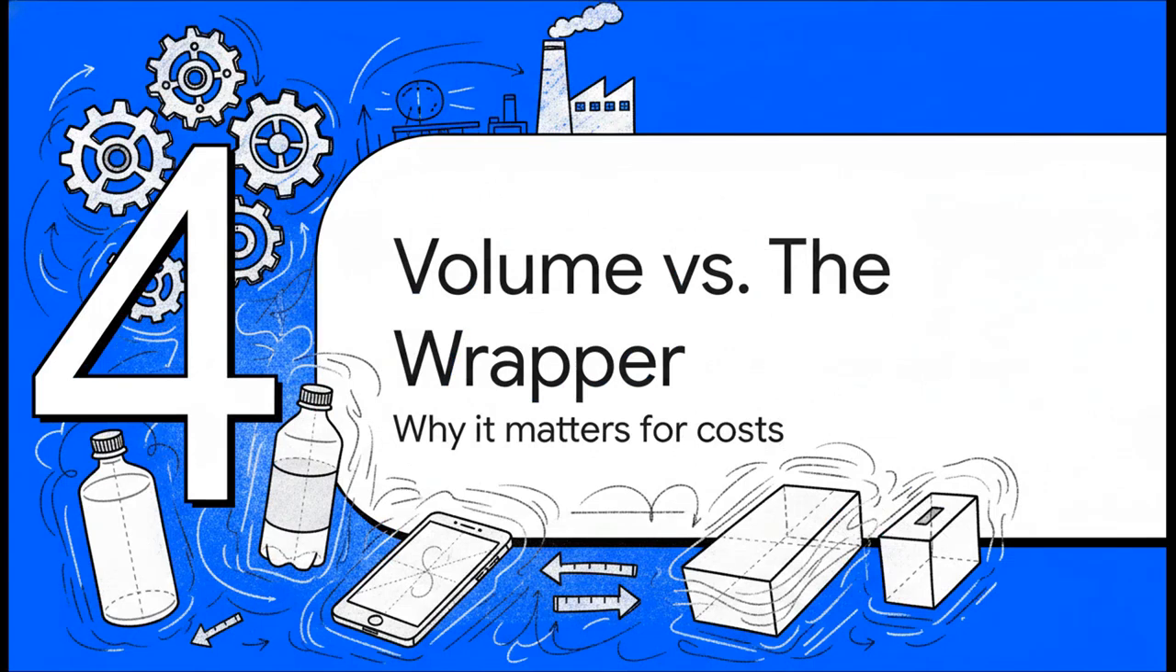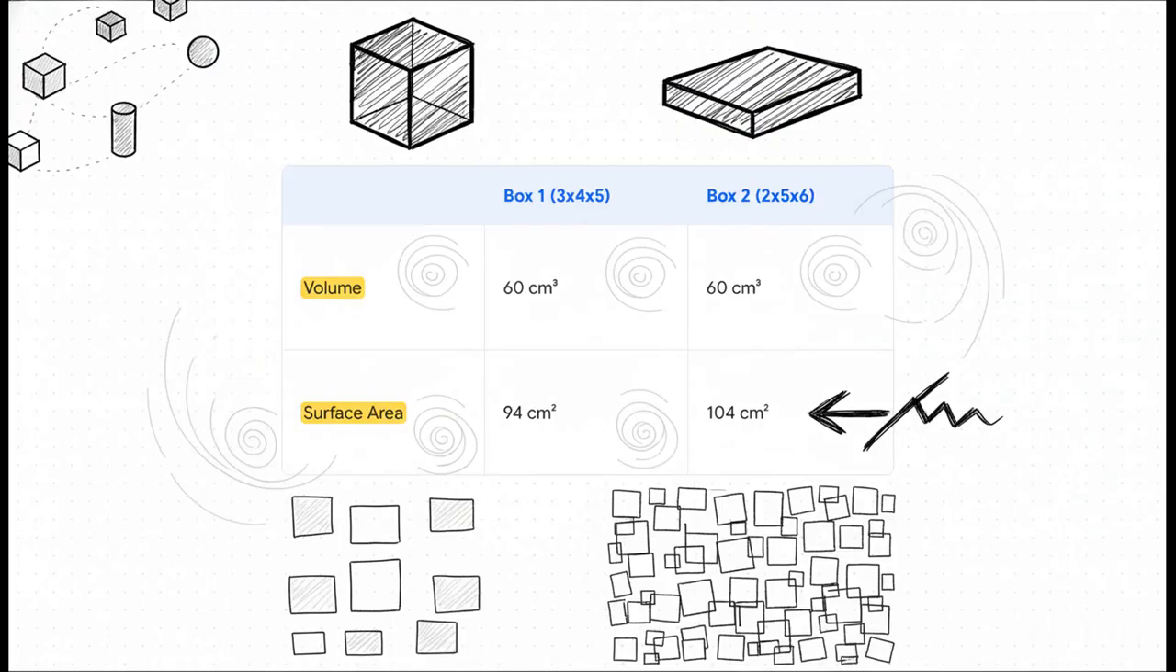So, why should we care about this beyond a packing puzzle? Well, it has huge implications for pretty much everything we buy. Because volume is only half the story. The other half is that wrapper, the surface area. Just take a look at this. We've got 2 different boxes, but they have the exact same volume. They both hold 60 cubic centimeters of stuff.